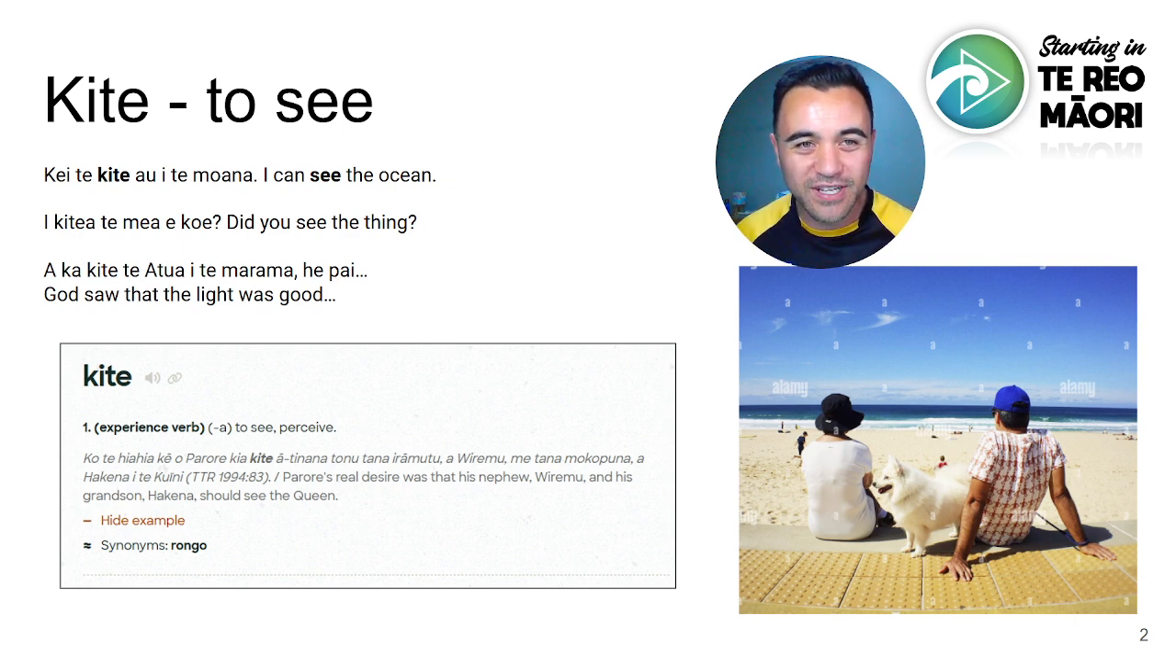And another example down the bottom here. Ka kite te atua i te marama he pai. God saw that the light was good. Again, seeing in a very, very generic sense. Kite.